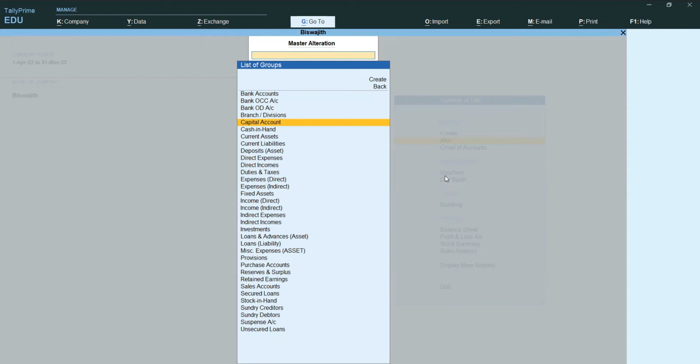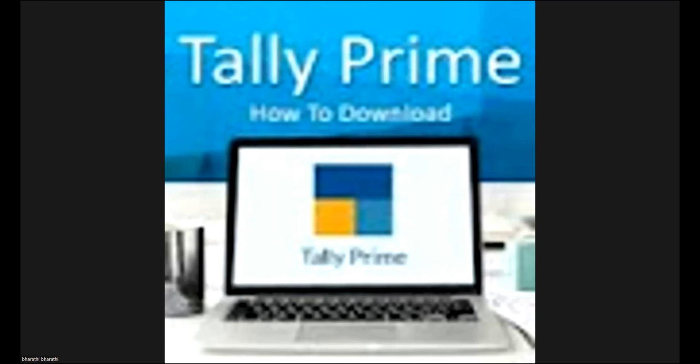Okay, now one by one we will see. First of all, we have bank accounts here. What is bank accounts? We already know. The group name is bank accounts. Now we want to discuss what ledgers come under it.